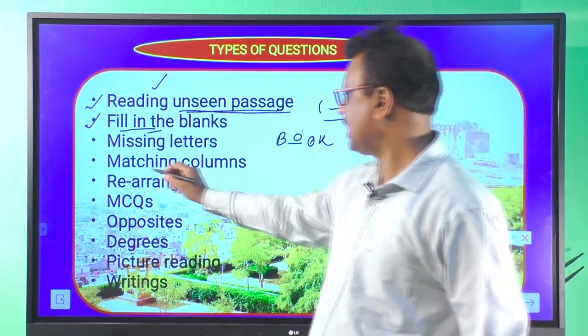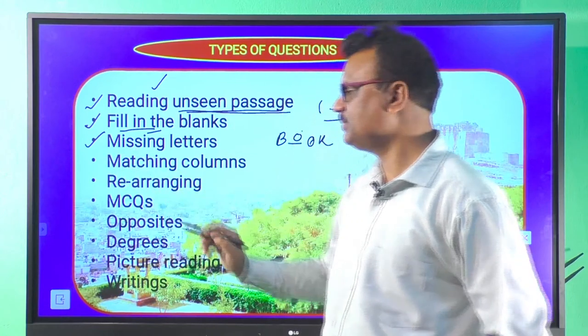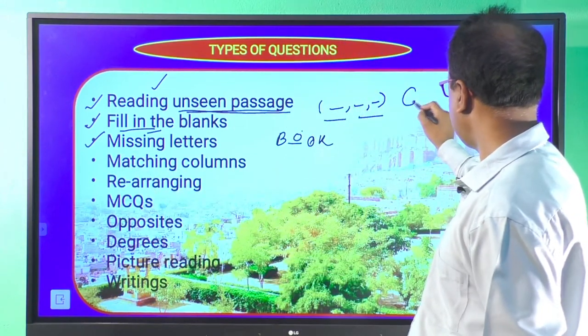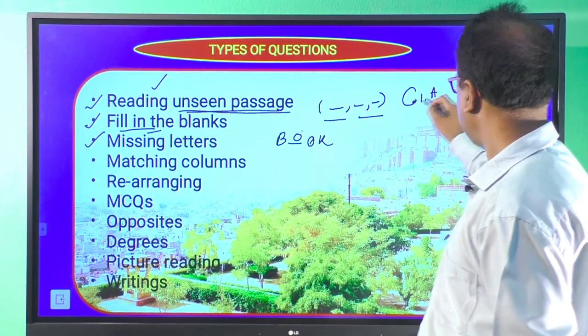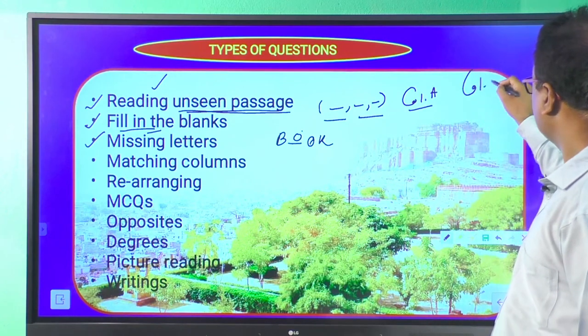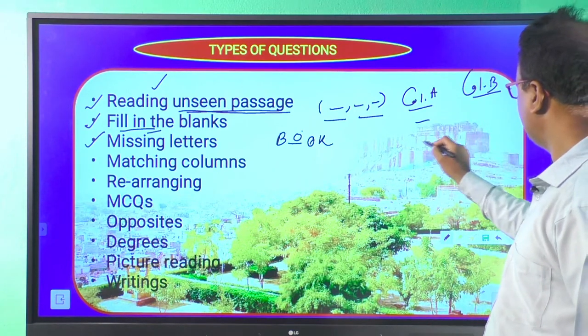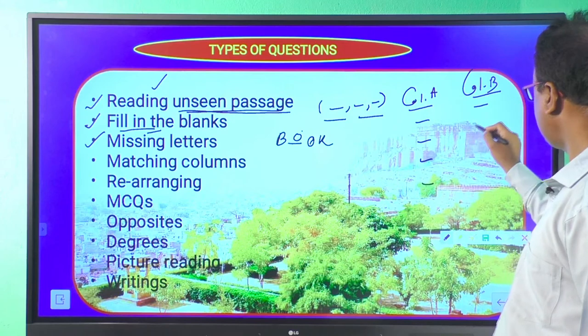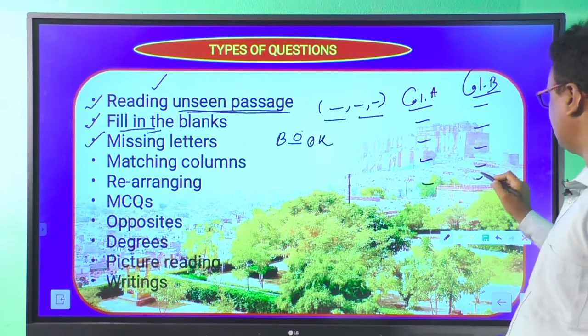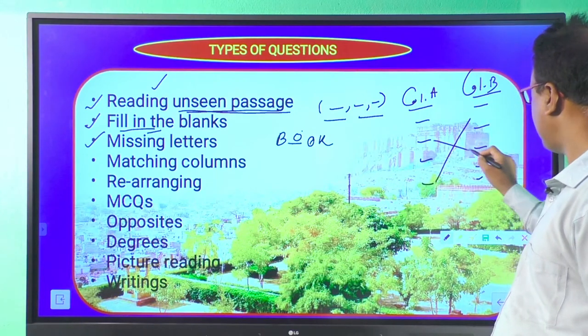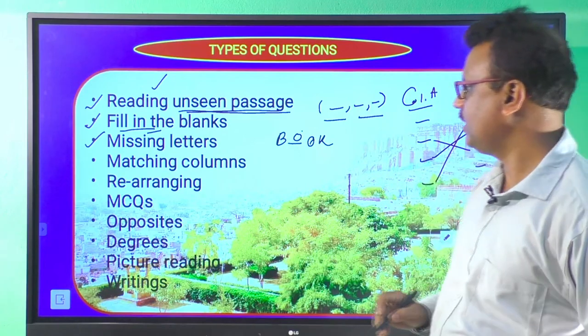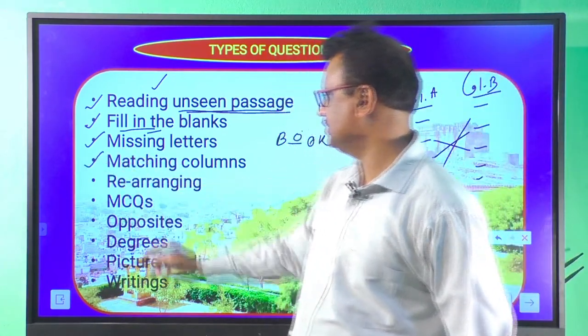Then matching columns type. Matching columns means column A and column B. Okay, the words are given here in column A and in column B. You have to just match them. In this way you get matching questions.